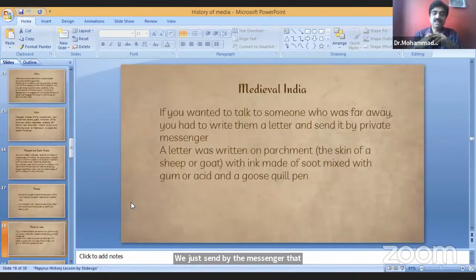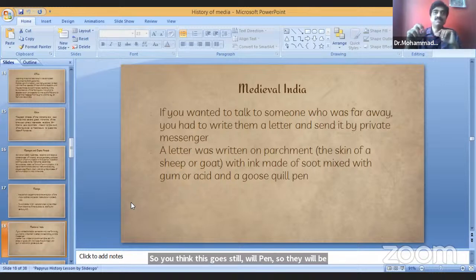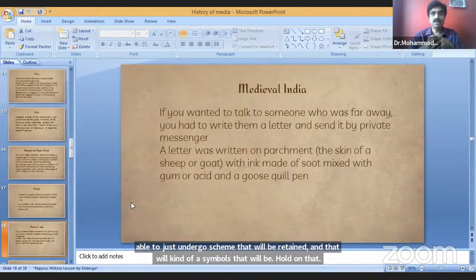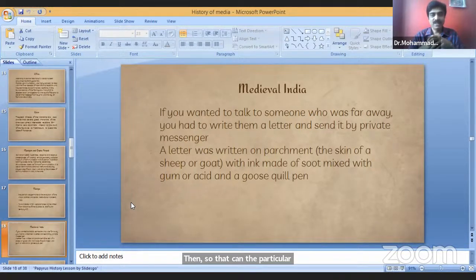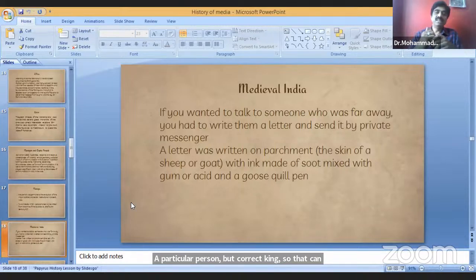A letter was written on parchment, the skin of a sheep or a goat, with ink made of soot mixed with gum or acid, and a goose quill pen. Using the goose quill pen, they wrote on the goat skin, and symbols were put on it so that the letter could be identified as belonging to a particular community, person, or king. The message would then be delivered through a messenger. That is how communication happened in medieval India.